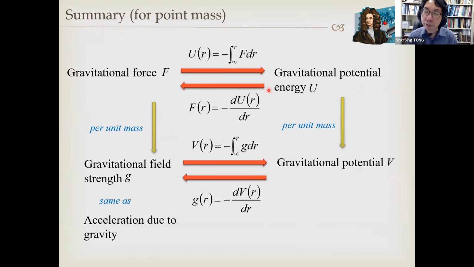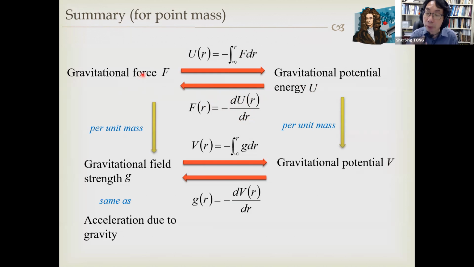Now, let's have a very brief summary of what we have learned in the previous chapter. In the chapter on work and energy, we already learned these two relations, right? If you have a gravitational force, you integrate it with a minus sign from infinity to r, and you get the gravitational potential energy, right? And if you have the gravitational potential energy, you take the spatial derivative with a minus sign, and you go back to the gravitational force.